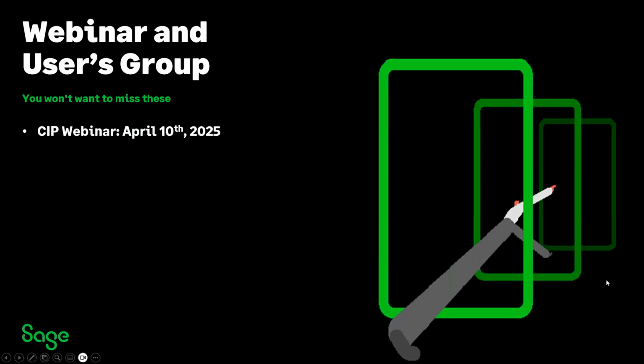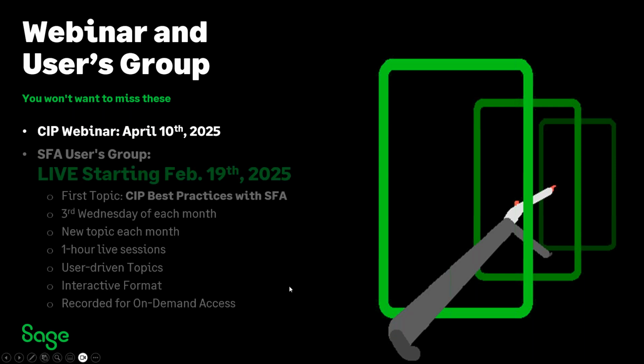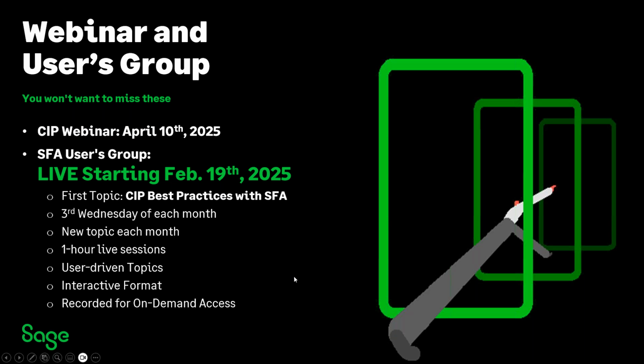So what are we going to do? We're going to explore the ins and outs of CIP. We're going to dive in. We're going to show the integration between depreciation and CIP to show how flexible and easy that is to do. Second, that being said, we're actually kicking off a new users group.